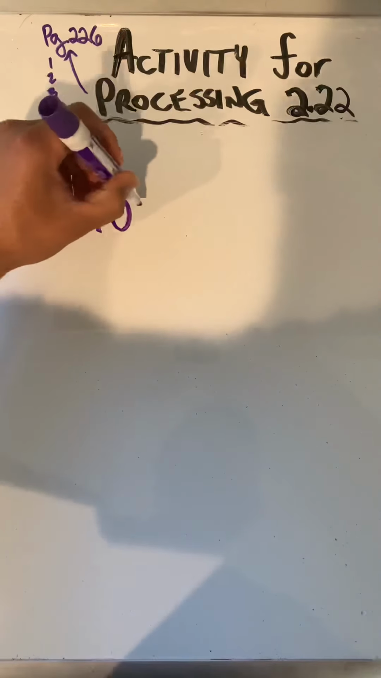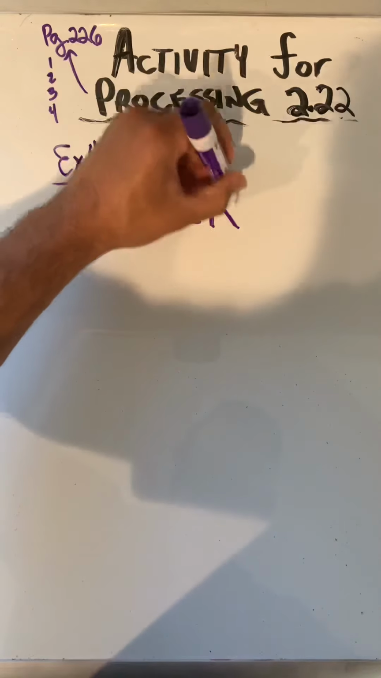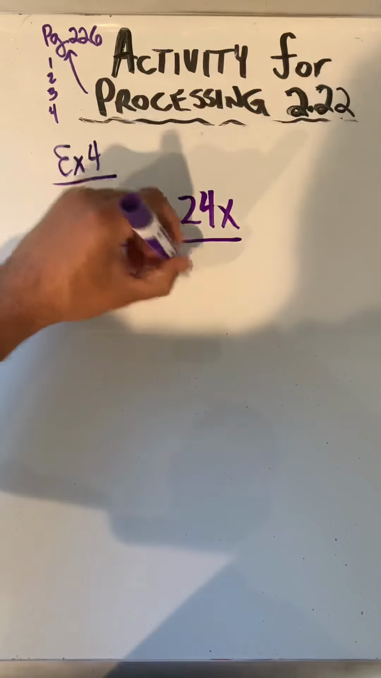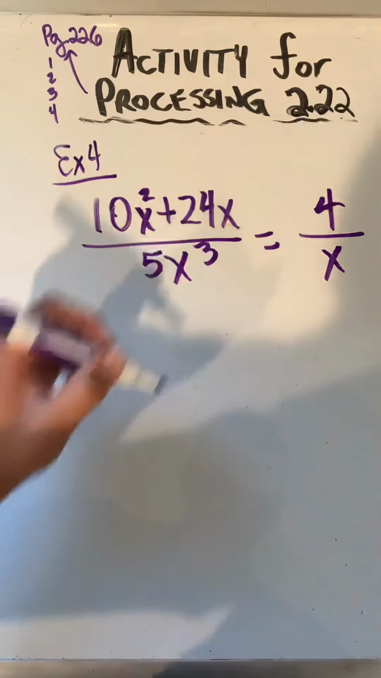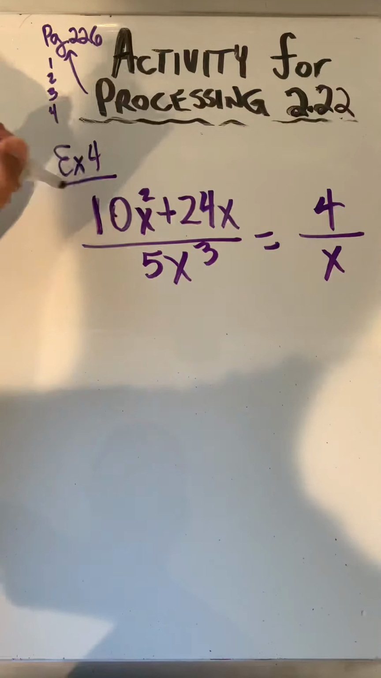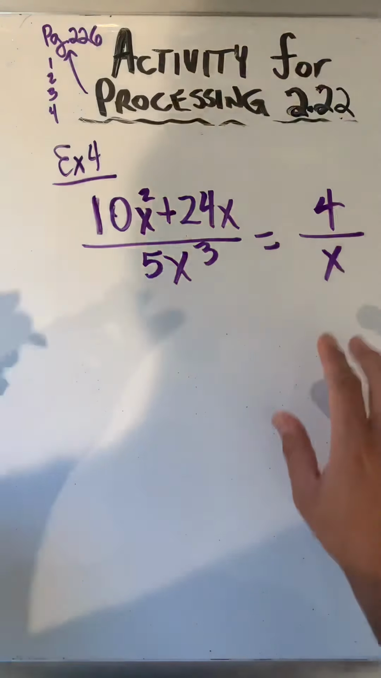All right, example 4, which will help you with number 4, is 10x squared plus 24x over 5x cubed equals 4 over x. If you're looking at this, you're all like, wow, that's a beast of a problem. It is, but that's why they saved it for last. All right, let's go ahead and do some cross multiplication.